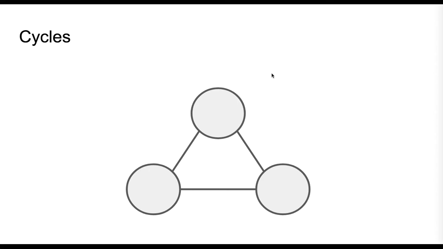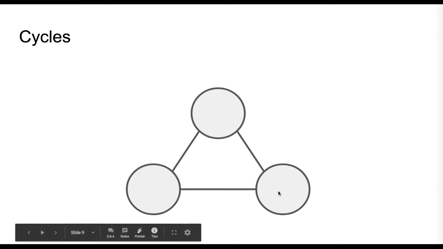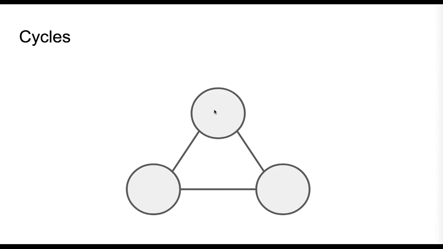In the last video we learned about nodes or vertices, and they're connected via edges. In this graph we have three nodes and they're connected by three edges, and I can go from this first node to the next one, to the next one, and back to the first one without traversing the same edge twice. And that's what makes a cycle. I can get from this node back to itself without traversing the same edge twice.